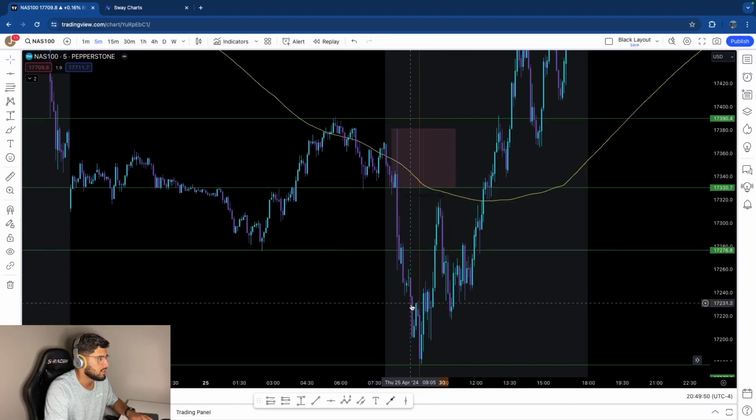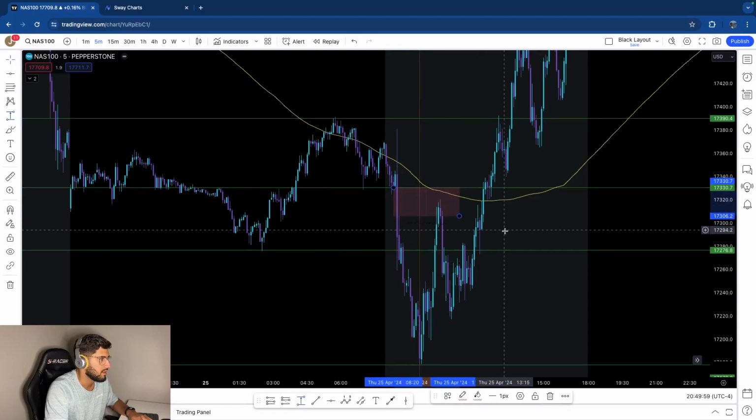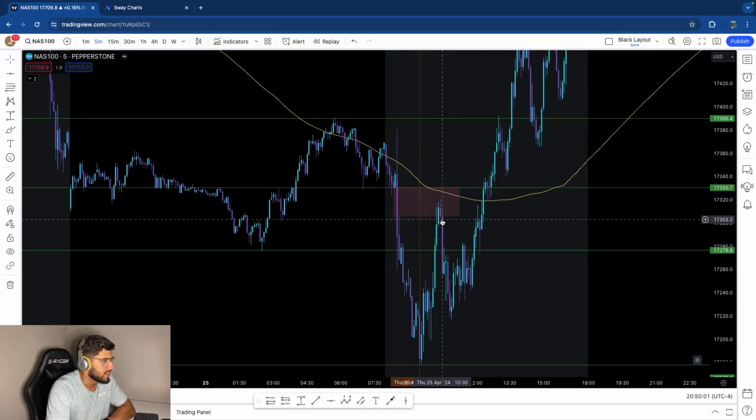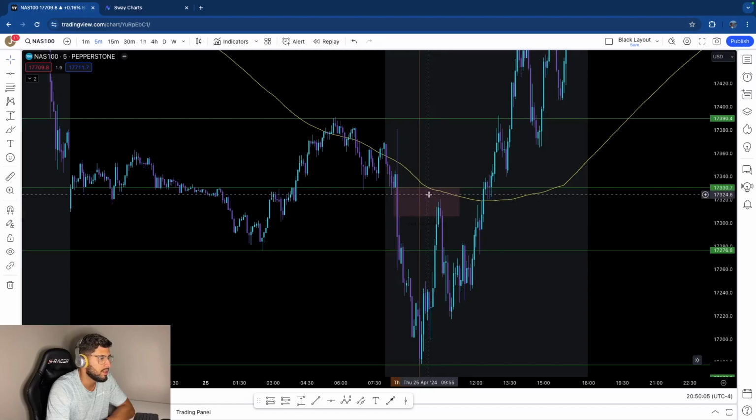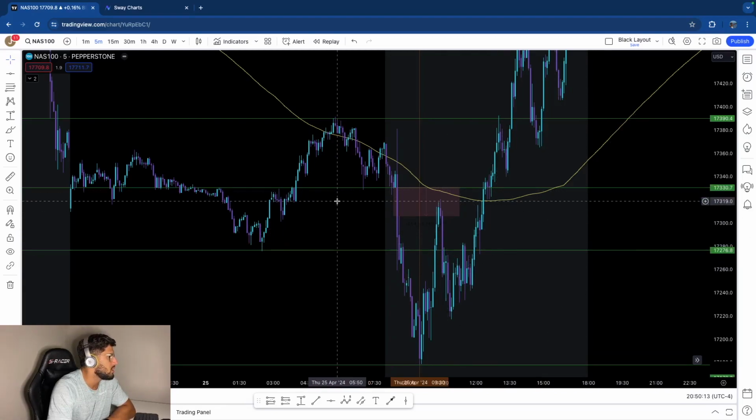So let me move this. It filled this gap right here. Price filled this gap, started to reject, broke candle to the downside, and we got our entry right there. We put our stop loss about right here, and then we took our profit somewhere down here. And on this trade, we made $256 on this trade here.